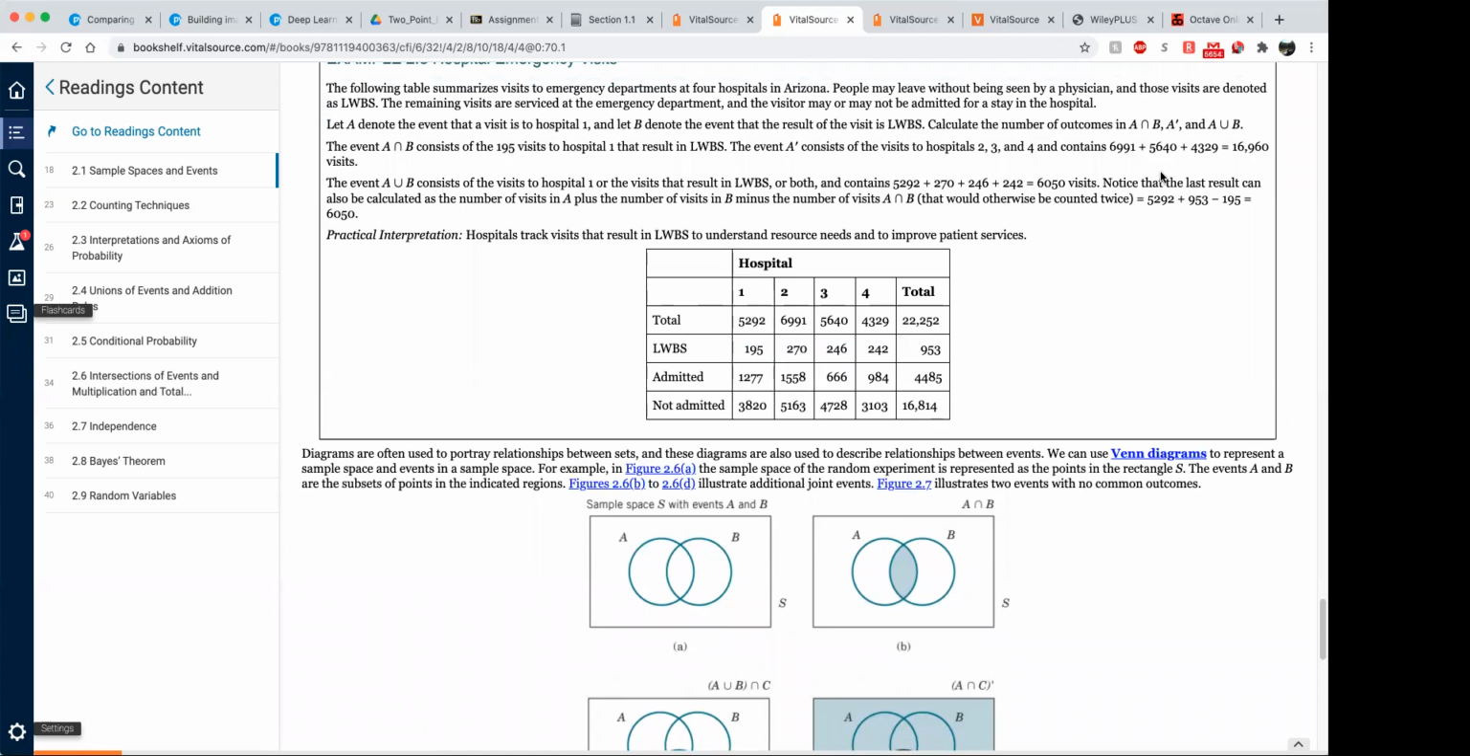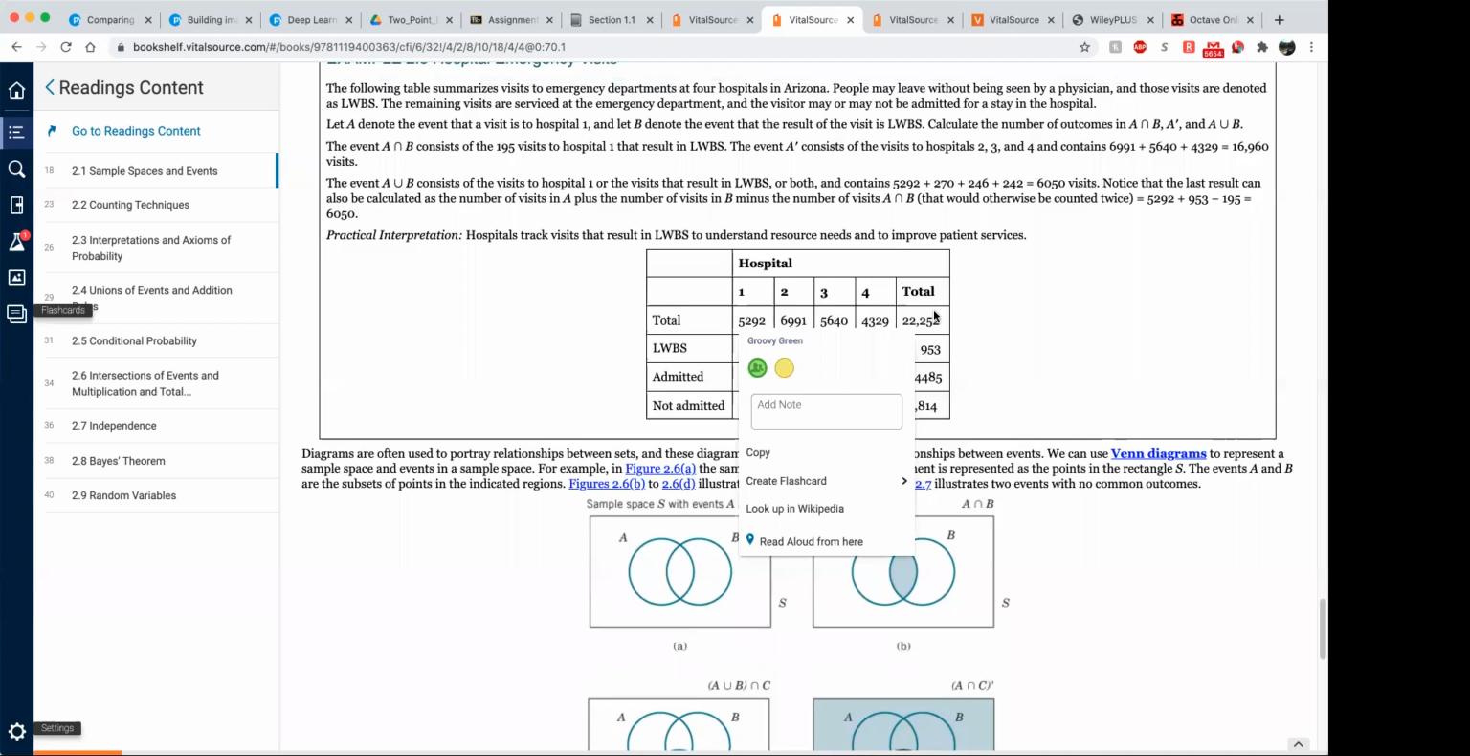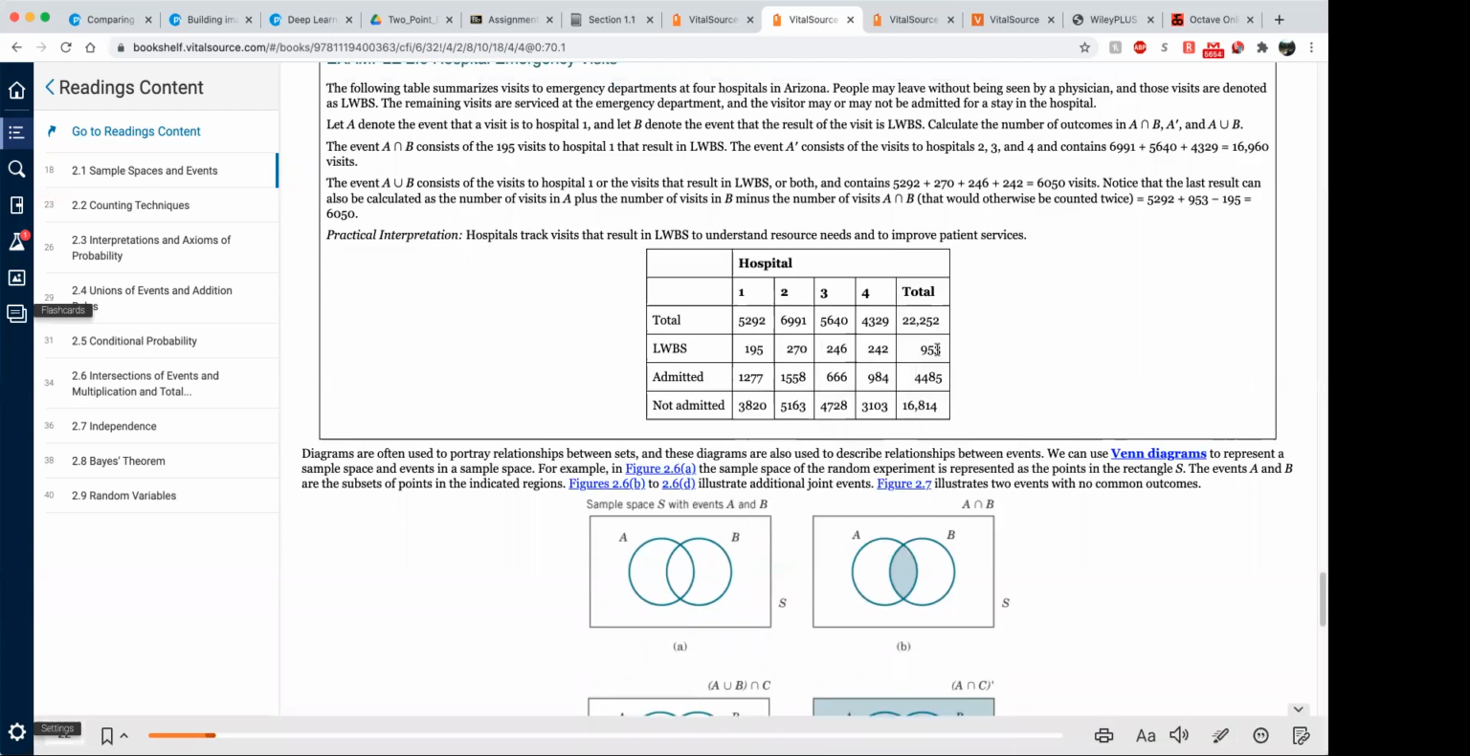And then A union B. A union B is the set of all the outcomes belonging to either A or B, right? So now let's figure out A union B. Do you see that here, 5,292 was the number of outcomes in event A, right? The number of outcomes in event B is 953. Did we just add the two numbers? No, don't do that. When you add 953 and 5,292, you see that 195, the number of patients in LWBS in hospital 1, is added twice. So we have to subtract. This is A intersection B, right?